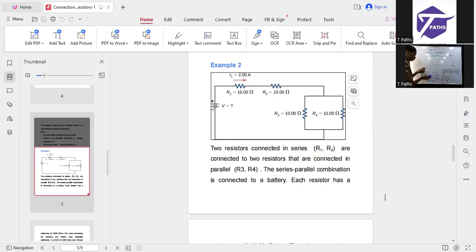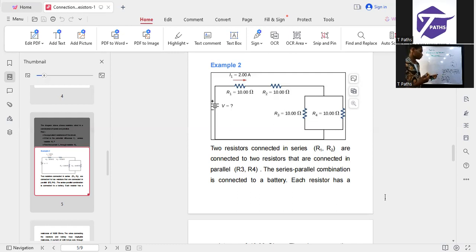In the diagram we have 4 resistors, and each of them has a resistance of 10.0 ohms. Let me read out the question. 2 resistors connected in series, R1 and R2, are connected to 2 resistors that are connected in parallel, R3 and R4. The series parallel combination is connected to a battery.